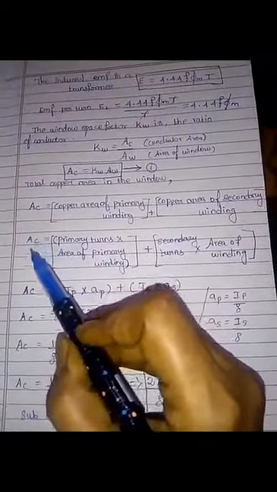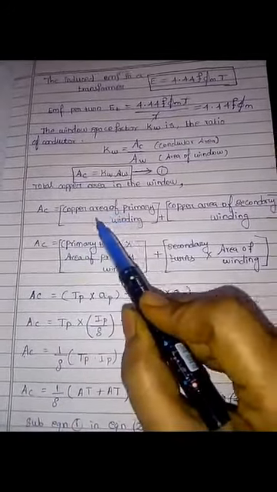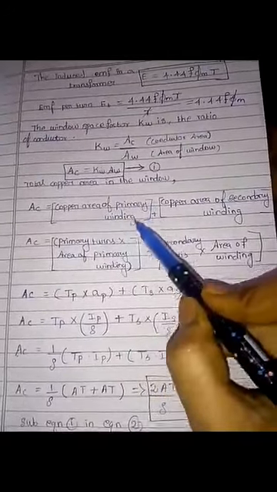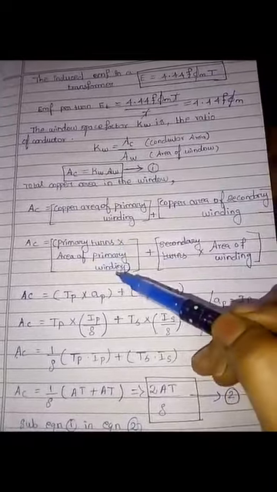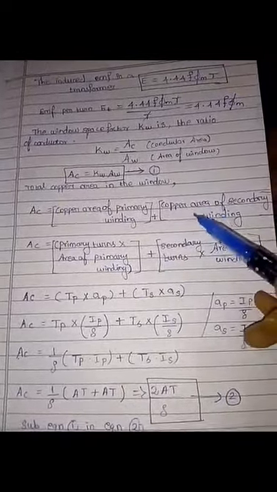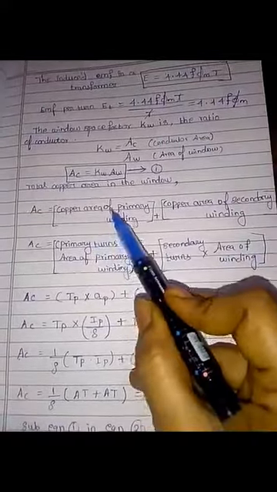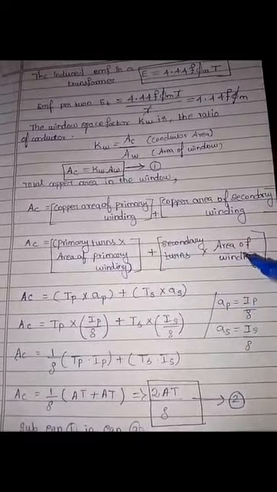The AC here depends upon the copper area of the primary and secondary windings. The copper area of the primary winding depends on the number of primary turns and the area of the winding, and the copper area of the secondary winding depends on the number of secondary turns and the area of the winding. So here it can be subdivided into primary turns, and into secondary turns and area of winding.